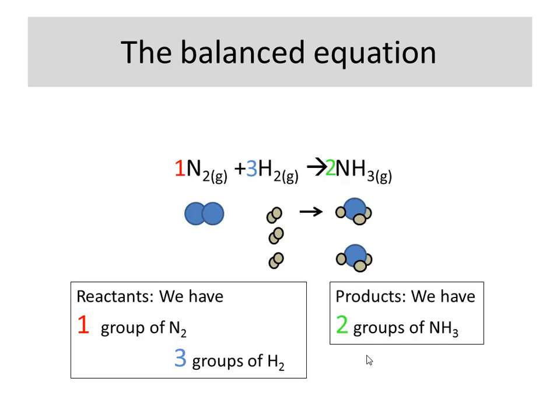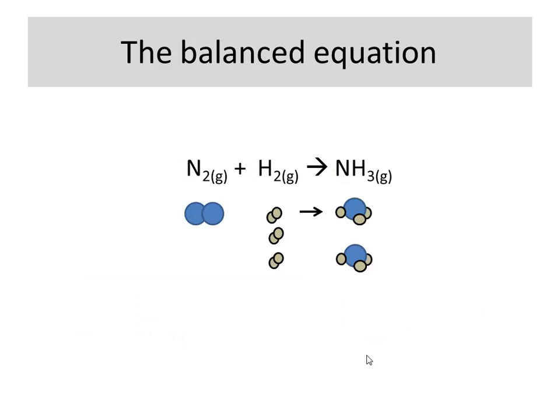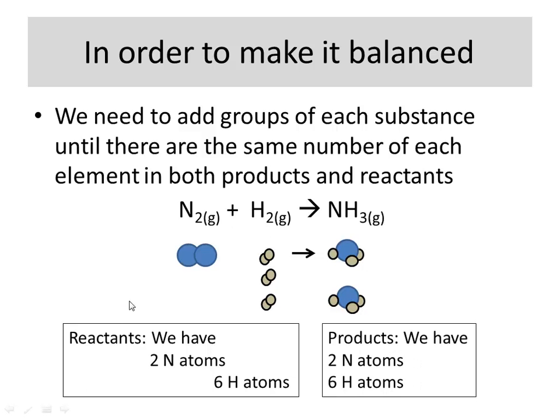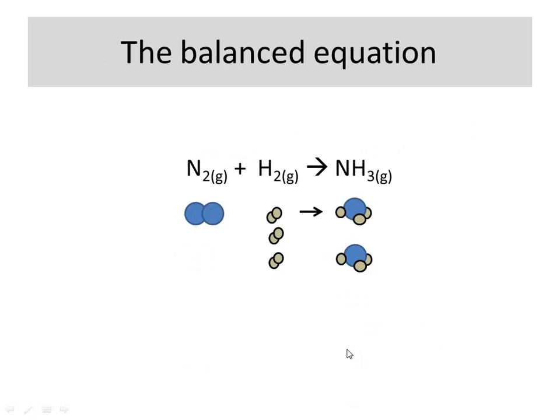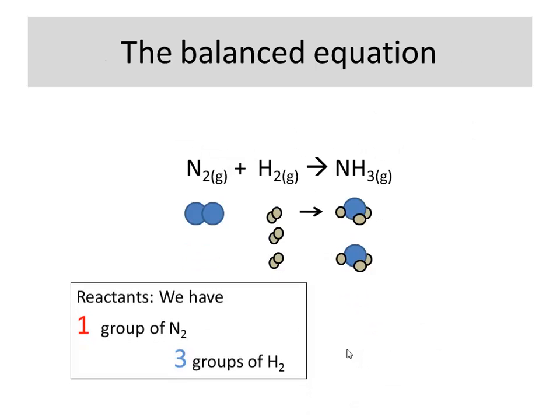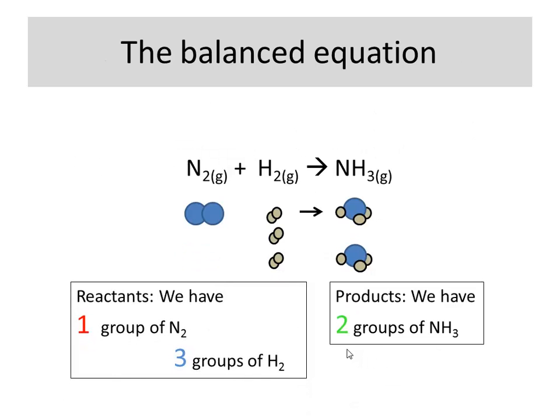Okay? Do you guys see that? So we have the same number of each atom on both sides. Reactants: 2 nitrogen atoms, 6 hydrogen atoms. Products, we have 2 nitrogen atoms and 6 hydrogen atoms. So this is the balanced equation. One group of N2, 3 groups of H2 makes 2 NH3. That's what it means to be balanced, to have the same number of each atom on both sides of the equation. Okay, does that make sense?